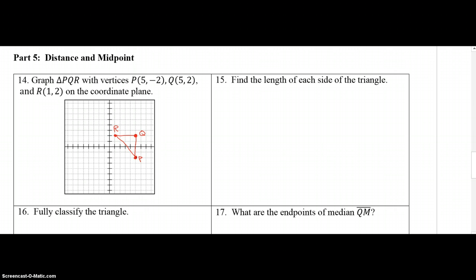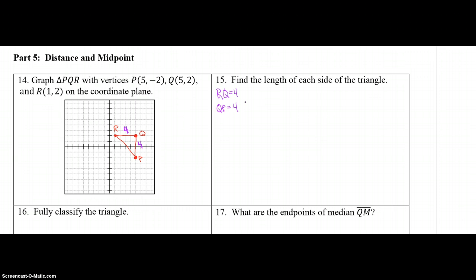Okay, so number 15 says find the length of each side of the triangle. Now don't overthink this, okay? The ones that are exactly horizontal and exactly vertical, the legs of this triangle, we can just count the boxes. This is 4 boxes or 4 units long, as is this one. So RQ equals 4. And QP equals 4. So now we just have to find RP.